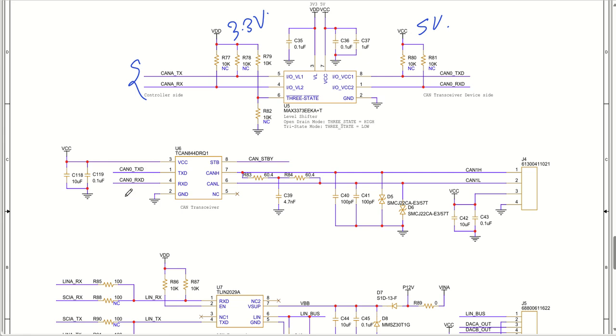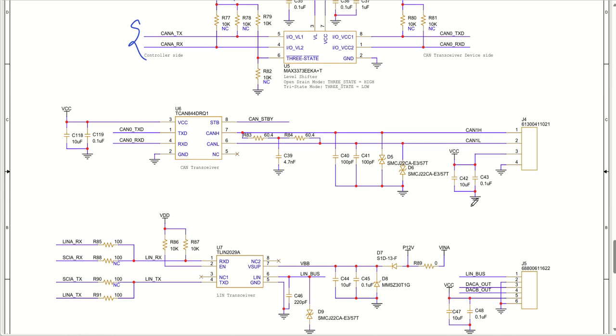This CAN TXD and RXD convert the signal through the CAN transceiver to CAN high, CAN low on this particular connector. This has been properly terminated, filtered, and ESD protected as well, so you don't have to worry about ESD protection and all those things. So this is a very nice example of a CAN transceiver IC and how it works. The CAN signal comes from the microcontroller, and it is converted to the CAN high, CAN low signal of the CAN based system.